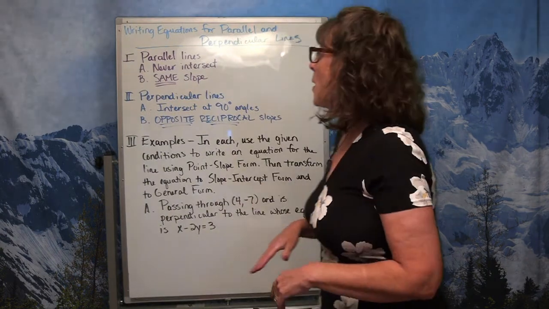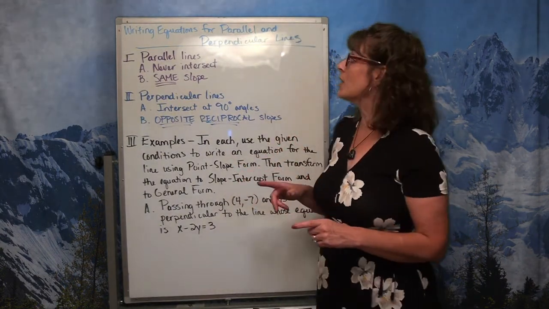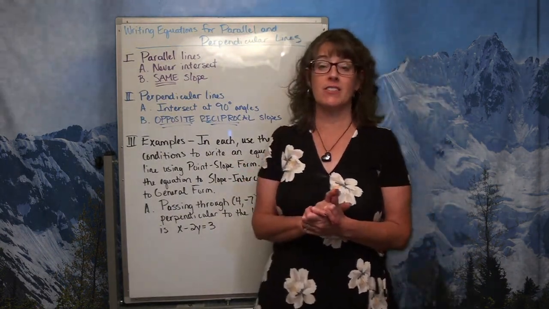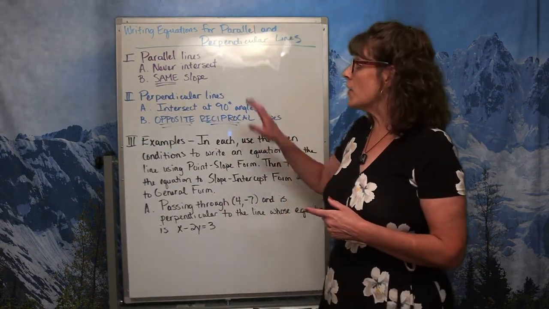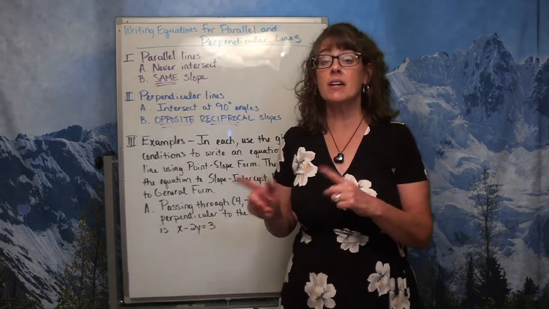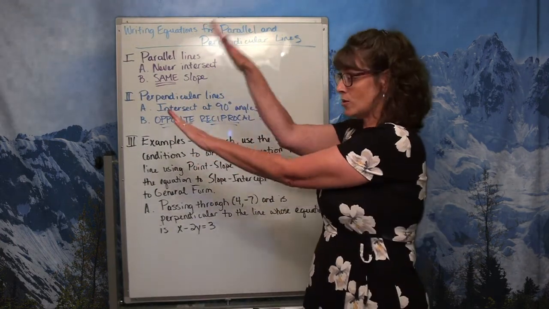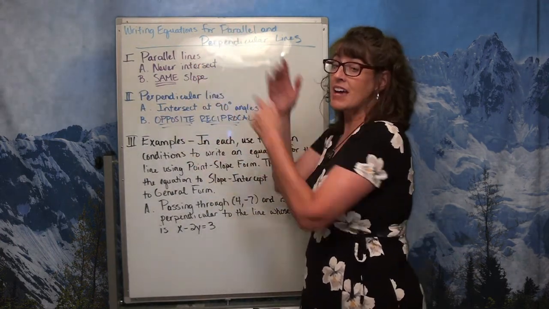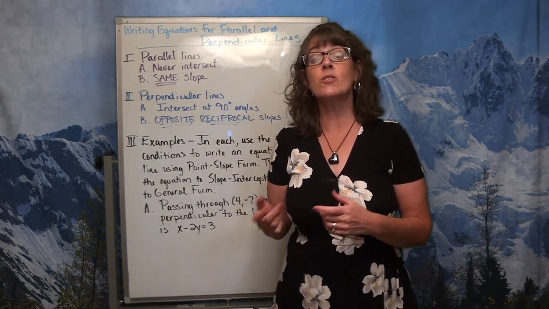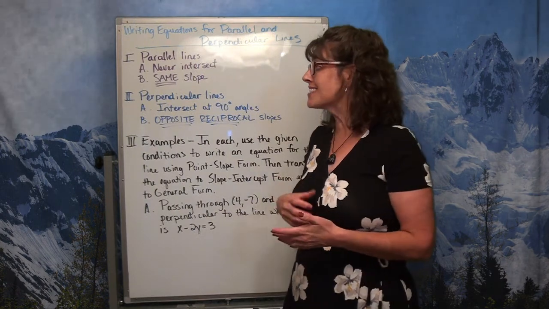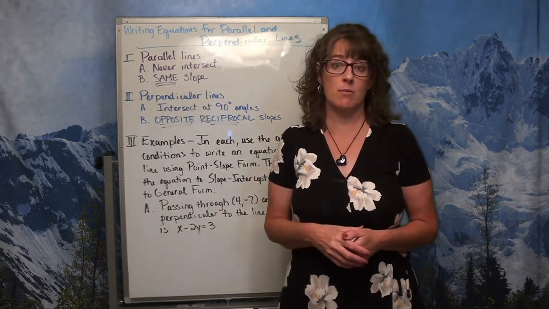Okay, anyways. What we are going to look for is writing equations for parallel and perpendicular lines. Now, let's review first what we know about parallel lines. We definitely know that they never intersect, and because they never intersect, that means they have to tilt the same way, and that tilt is the slope of the line. So it makes sense that parallel lines are going to have the same slope.